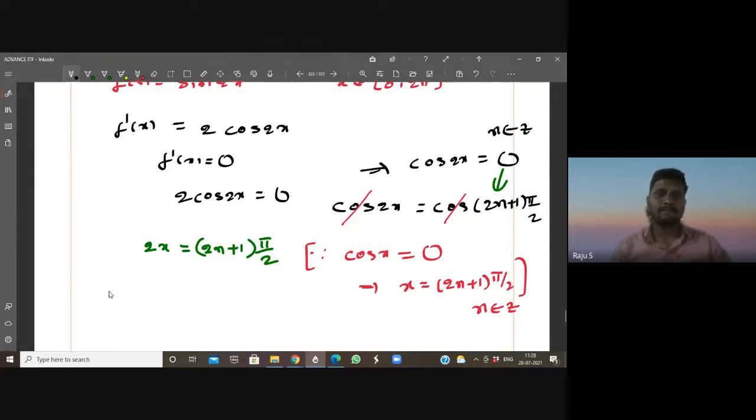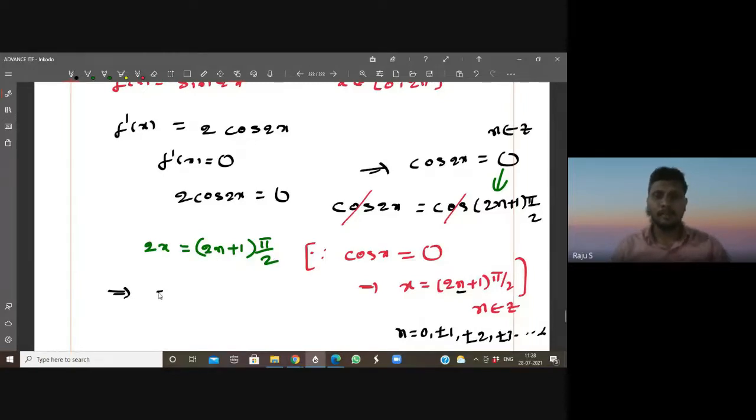Clear, Kishore? This is the general solution. You may take n values. Here n belongs to 0, plus or minus 1, plus or minus 2, plus or minus 3, till infinity. For every value of n, it will be 0. If you want, you can check it.